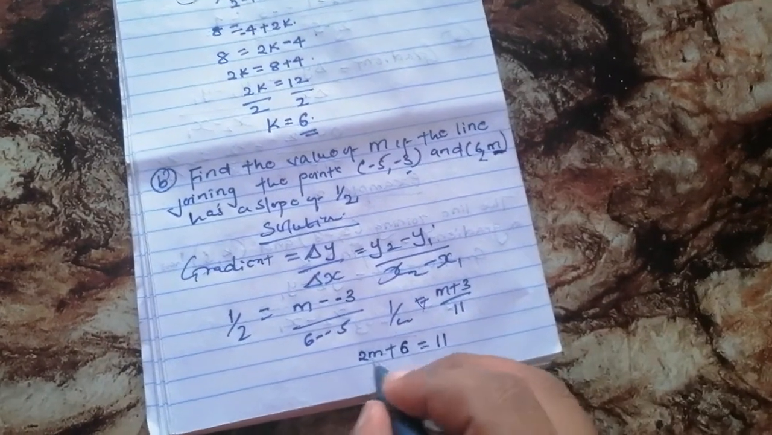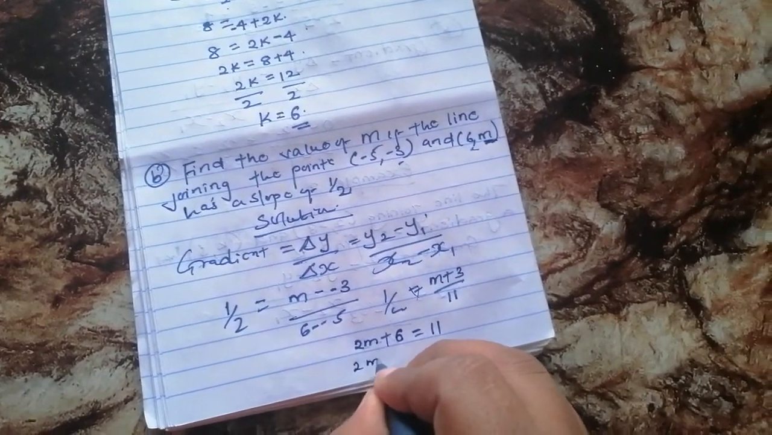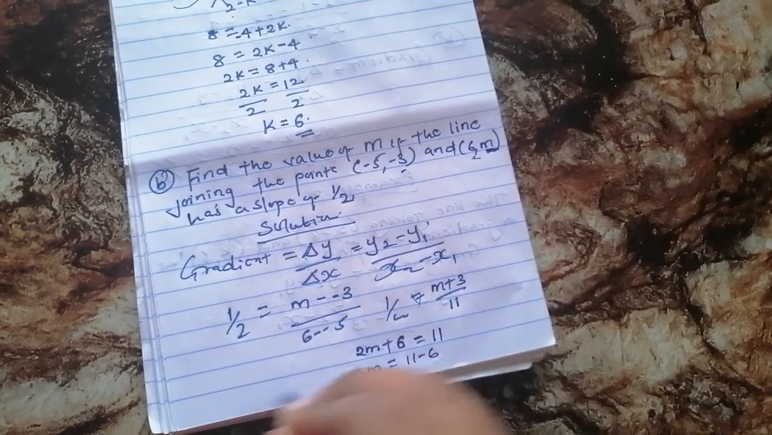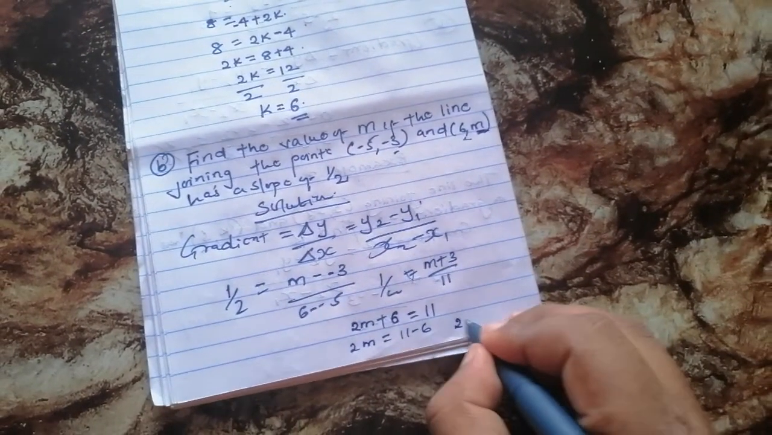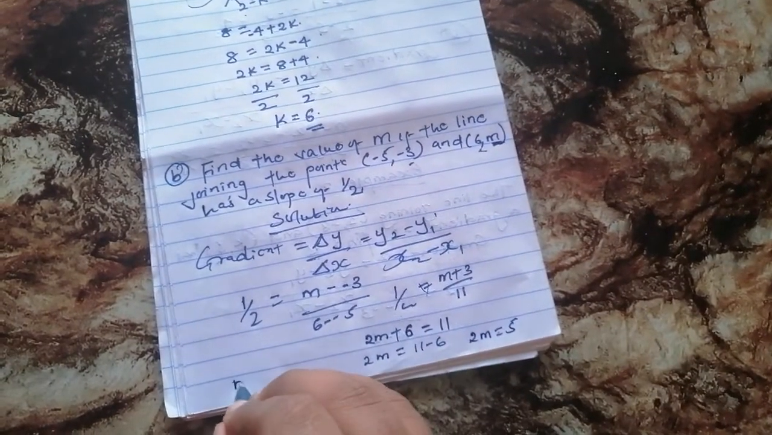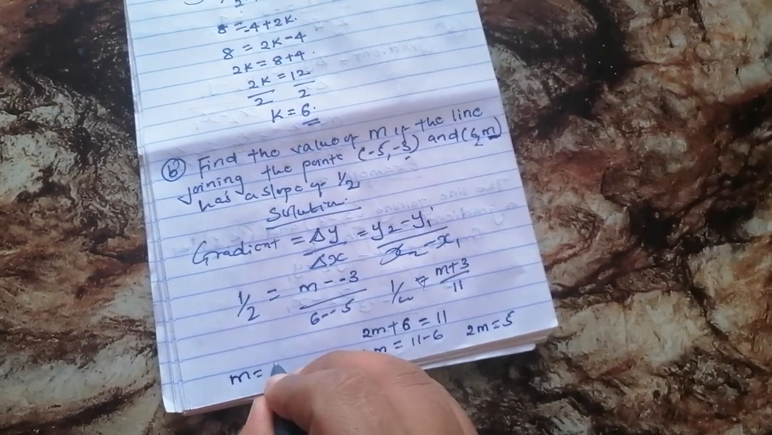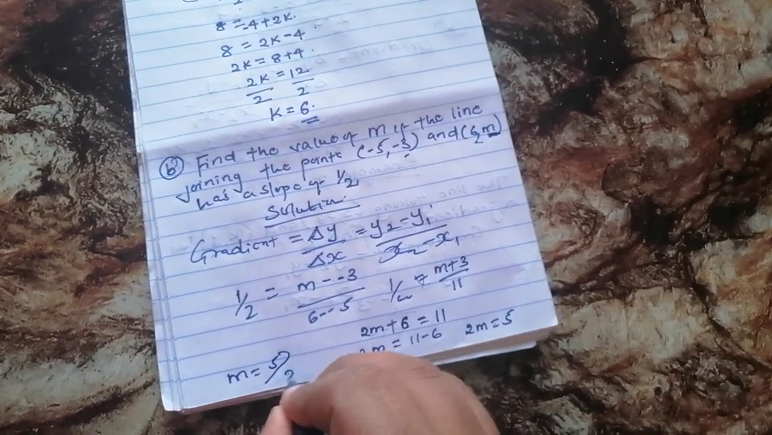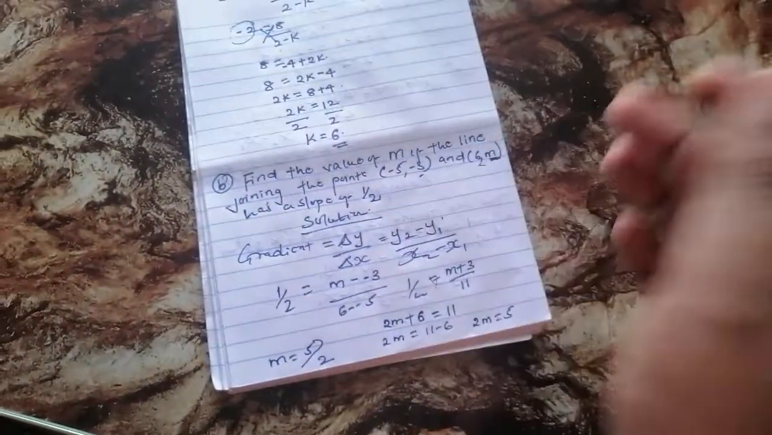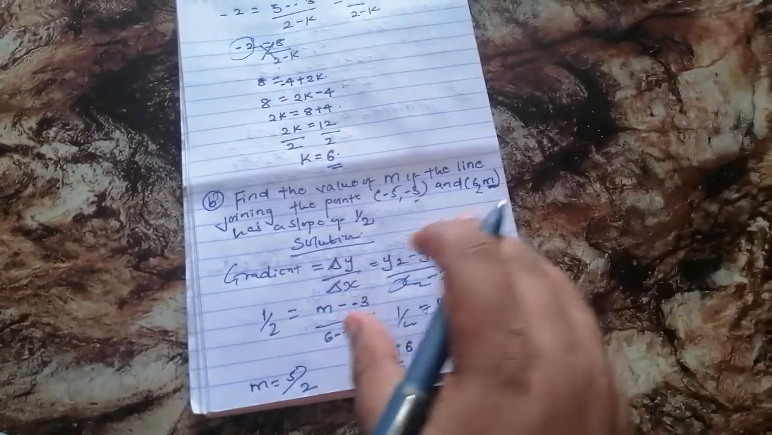Don't tell me wrong. 2m is equal to 11 minus 6. So our 2m here will be equal to 5. So our m will be 5 over 2. You can leave it like that, no problem. I think we have understood up to there.